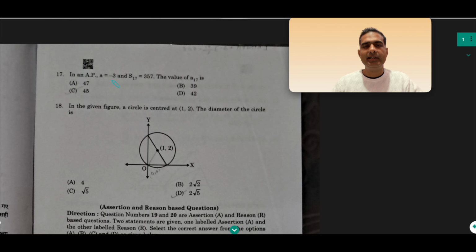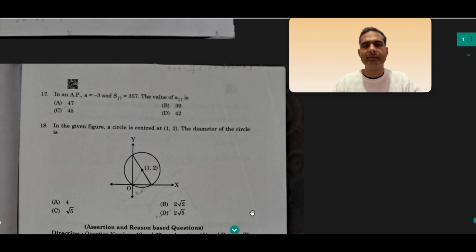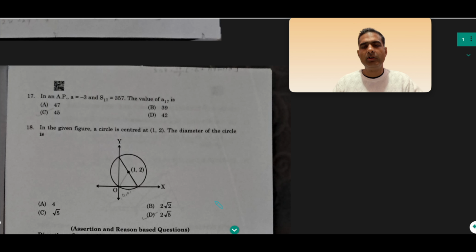In an AP, a is equal to minus 3, S17 is equal to 357. The value of a17 is? So we already know the two formulas for the sum of an AP, and here S17 is given. We have to find out a17. So a17 will be the last term in the terms of S17.